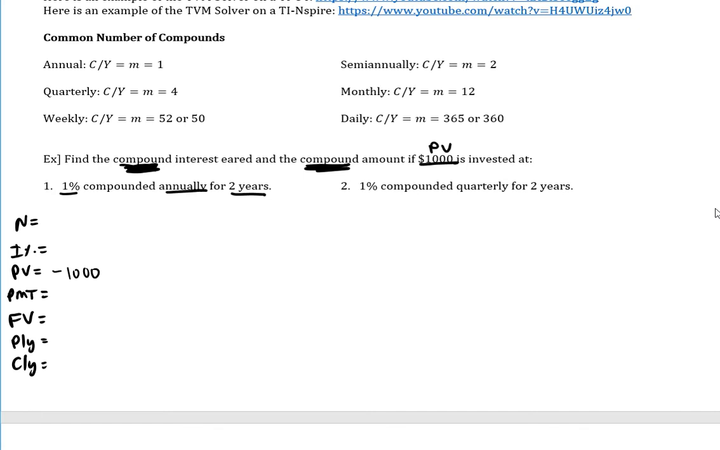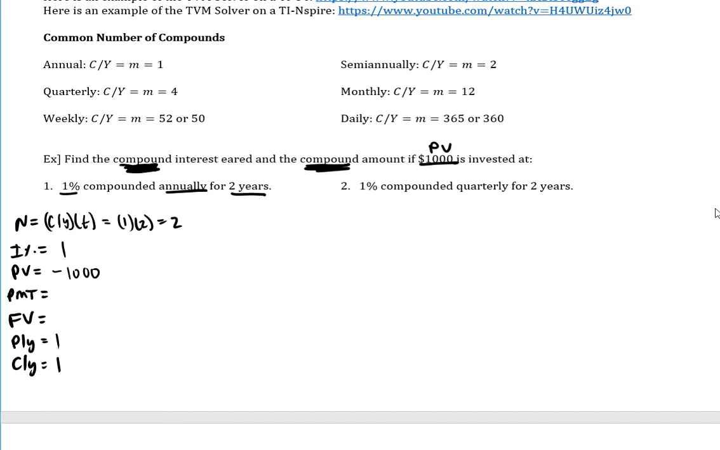Okay, and then let's see what else we got. They said 1%, so that's where you just put in 1 for the I%. Don't convert it, it's just 1%. It's compounded annually, so that's our C over Y, which is 1. And then P over Y is the same number, so they're connected. Then it says for 2 years. Well, that goes into the capital N. Remember, the capital N is your C over Y times your time. So C over Y is 1 and our time is 2, which means 2 goes in there.